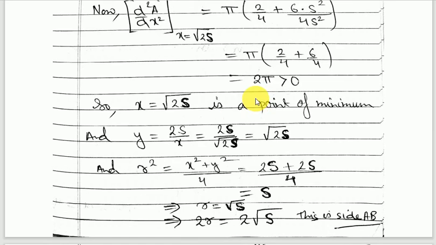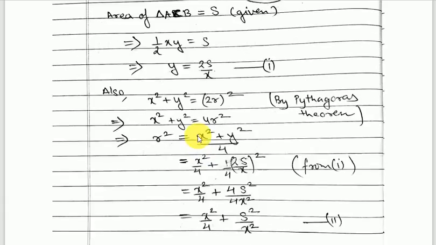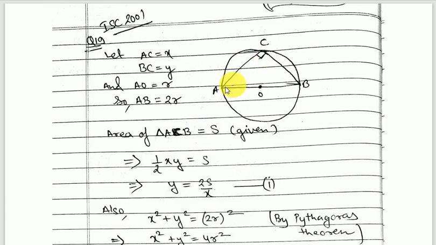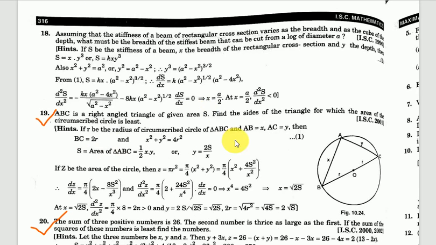If you observe here, x and y are equal. That means this triangle is nothing but an isosceles triangle. So in this question they can also write that ABC is a right angle triangle whose area is fixed, and then show that the circumscribed circle will have minimum area when ABC is an isosceles triangle.